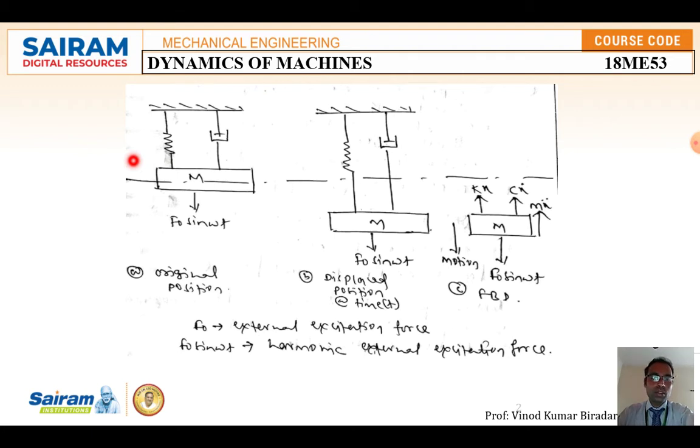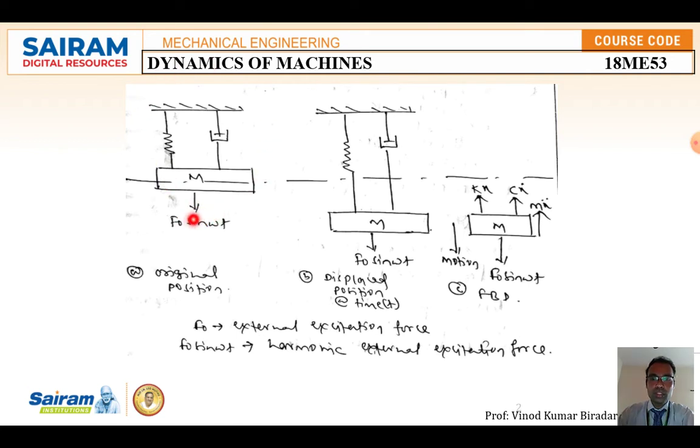Before solving this you have to remember the D'Alembert principle. The D'Alembert principle states that the summation of inertia forces plus external force is equal to 0. Here this is a spring mass damper system: this is a spring k, this is a damper c, and this is a mass. Here you apply the external harmonic force, F naught sine omega t. This is the initial diagram.